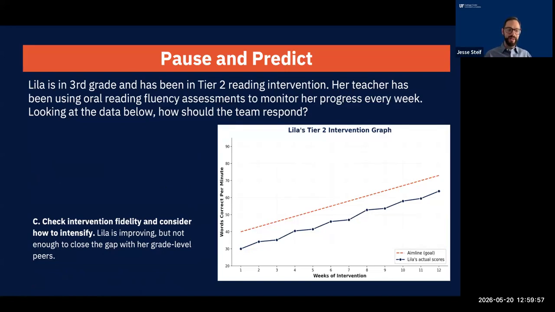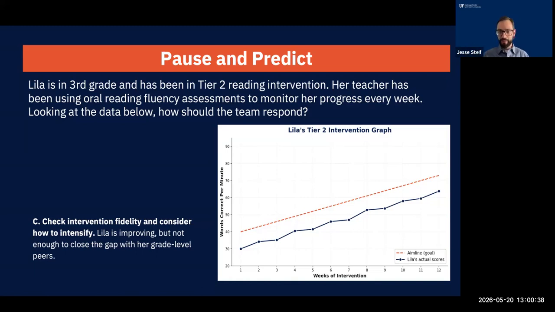The answer there is C. She is improving. She has definitely increased her reading rate. But we see this gap between Lila's scores and the aim line. That gap is not narrowing, right? It's not getting wider. Her improvement is certainly not nothing. She has effectively doubled her reading rate. But if we extend those lines, if we extrapolate that data, there will never come a point where Lila is meeting her goal.